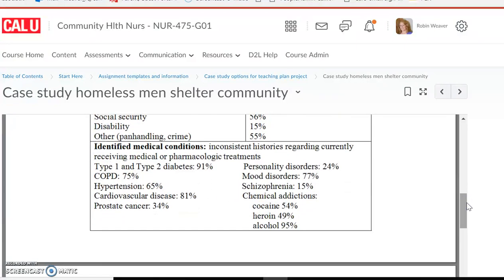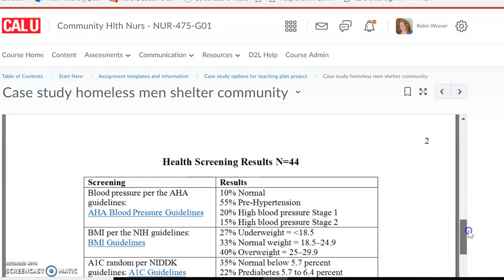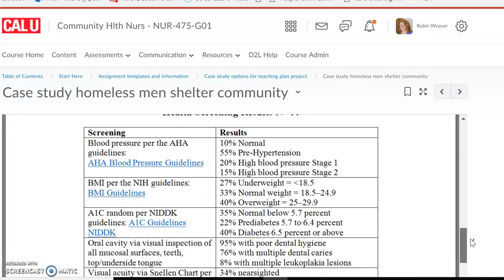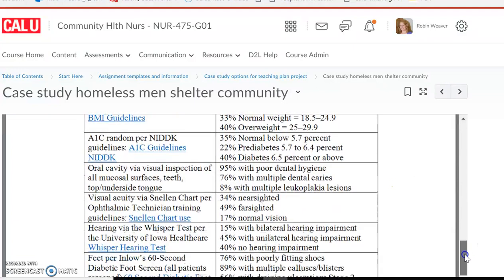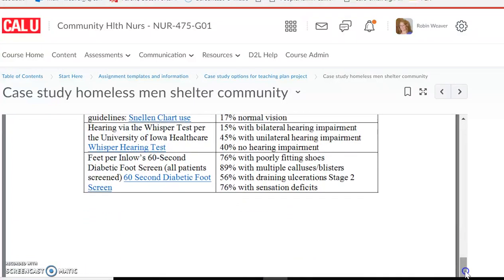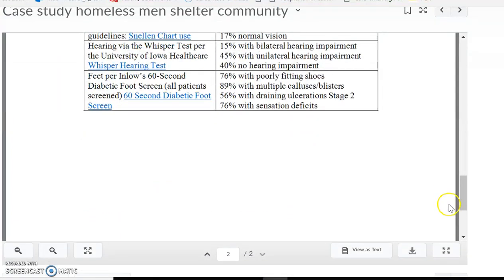Some identified medical conditions, some additional kinds of things, and then there are some links here, like for blood pressure. If you click on this, it'll take you to the American Heart Association's guidelines. Same thing with BMI. So anyways, read through all of those. And after your group digests that, I believe that's the end of that, yeah.